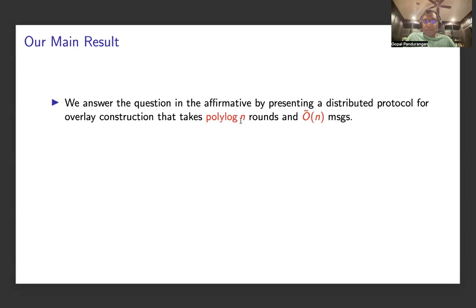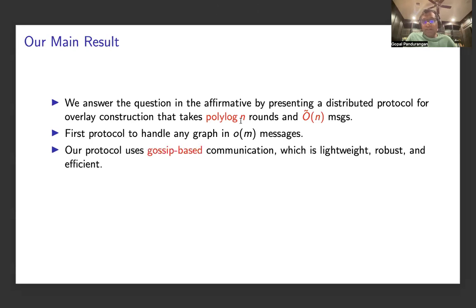So in this paper, our main result is that we answer this question in the positive, by showing a distributed protocol for this problem that takes log n rounds and O tilde n messages. And this is the first protocol that can construct an overlay in a sublinear number of messages. One reason for the efficiency of the protocol is that it's based on gossip-based communication. This gossip-based communication is not only efficient and lightweight, it's also robust and very easy to implement.